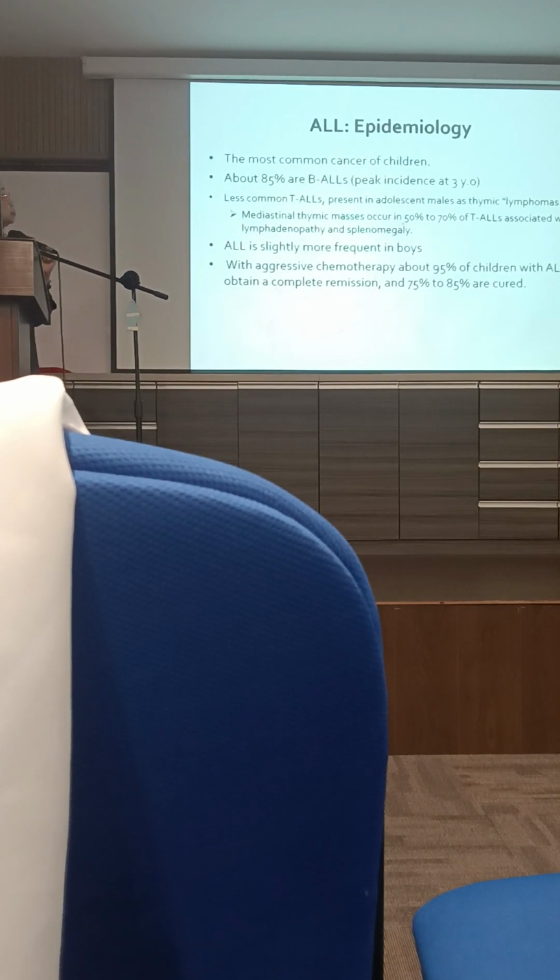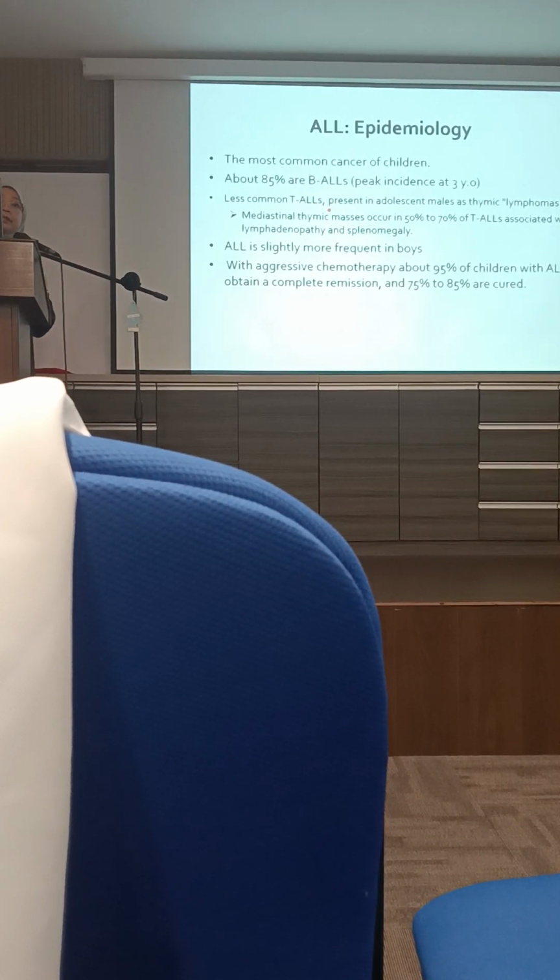Right, so a little bit about acute lymphoblastic leukemia. It is the most common cancer in children. About 85% are B ALLs and less commonly T ALLs. It doesn't mean that it doesn't happen in adults. It does happen in adults. And with aggressive chemotherapy, 95% of children with ALL can be cured.